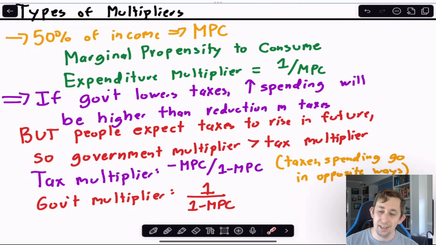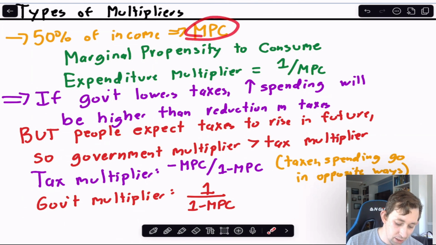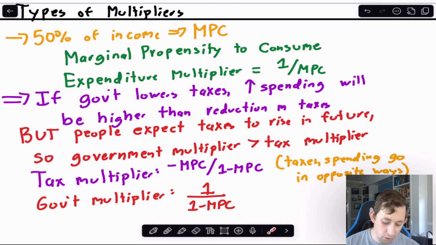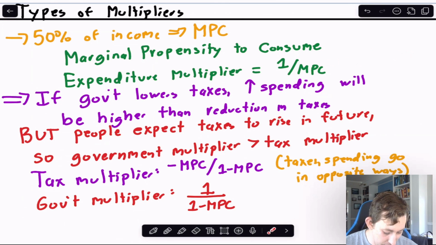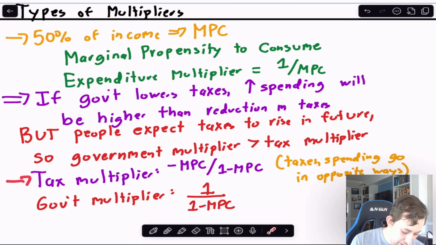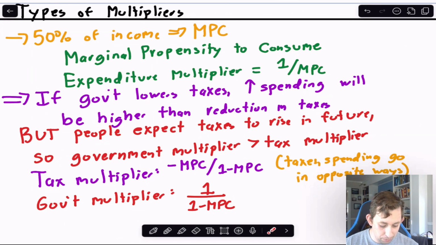Now, this idea of people spending a certain percent of their income or their extra income, that's what we call the MPC, or the marginal propensity to consume. And so the expenditure multiplier, which is one multiplier you need to know for the AP exam, is just 1 divided by MPC. So in our case with 50%, we got 1 over 1/2, which was equal to 2. Now, on the other hand, there are two other multipliers that you need to know. One is called the tax multiplier, and one is called the government spending multiplier.